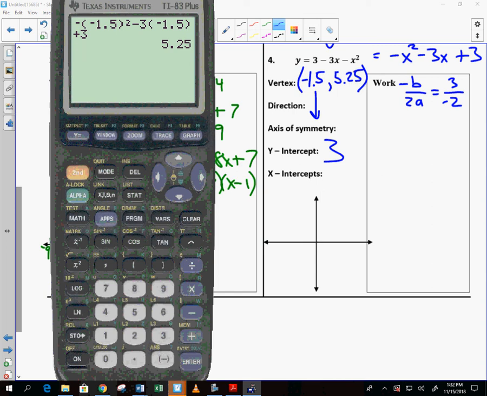What's the axis of symmetry? X equals negative 1/2, or 1.5.